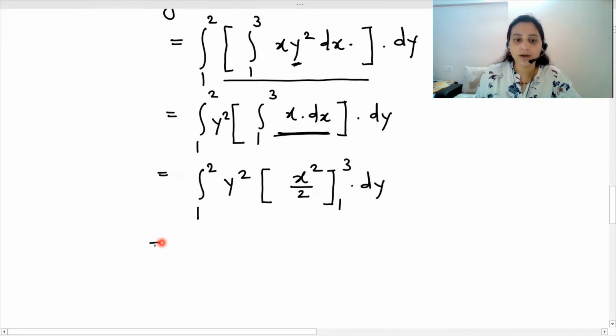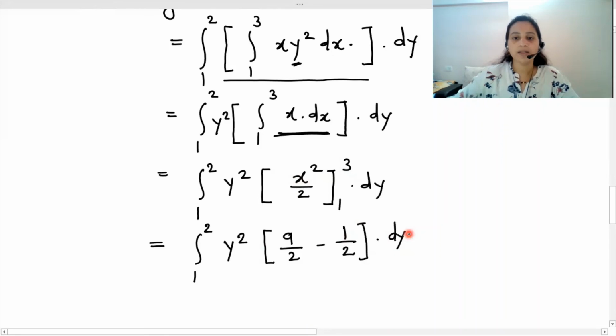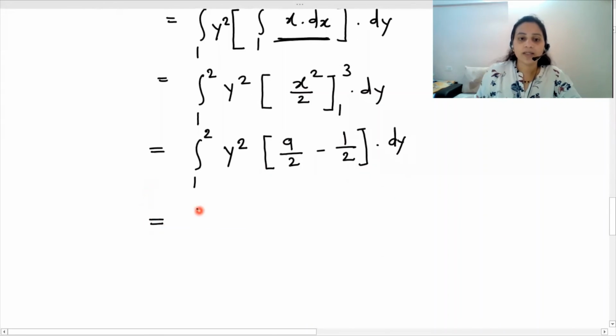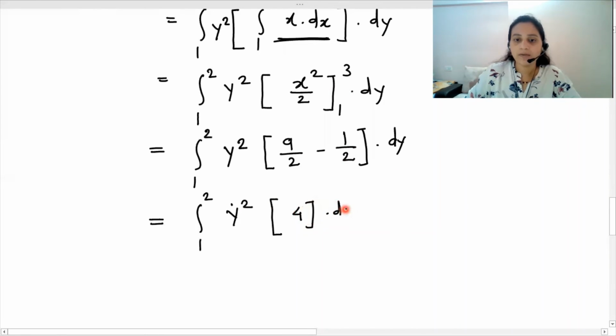Don't forget to write this dy. Integration 1 to 2, outer limits as it is, y square as it is as a constant. Now substitute the limits, upper limit minus lower limit. What is the upper limit? 3. In place of x we substitute, so 3 square is 9, by 2, minus the lower limit 1, again substituted in place of x, so 1 by 2, with respect to dy. Now next step will be 1 to 2, outer limits as it is, y square as it is, and 9 minus 1 with the same base, so 8 by 2, which is 4, with dy.